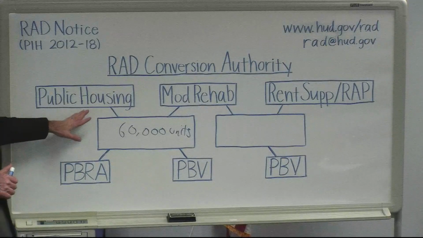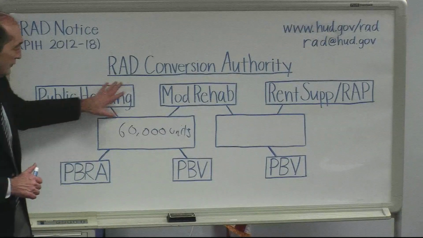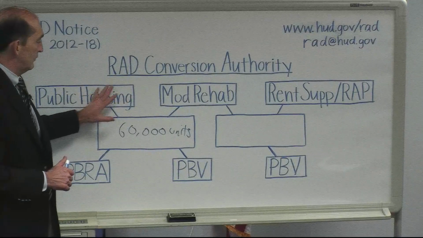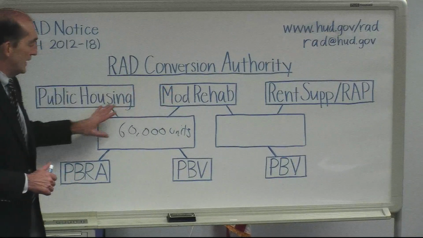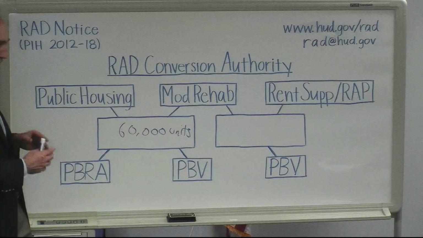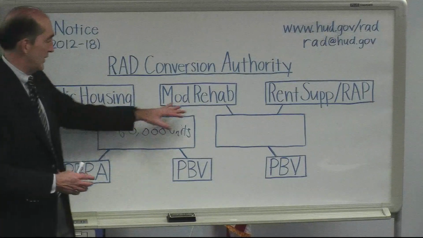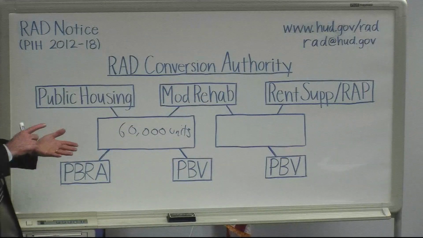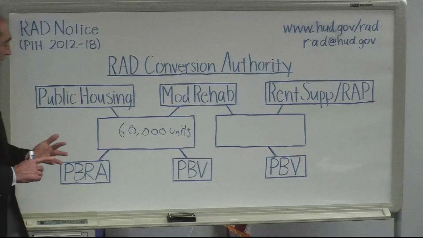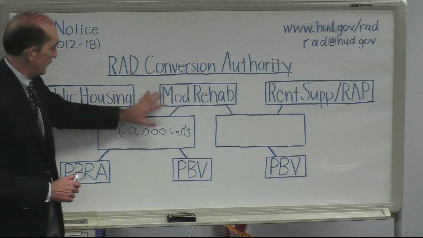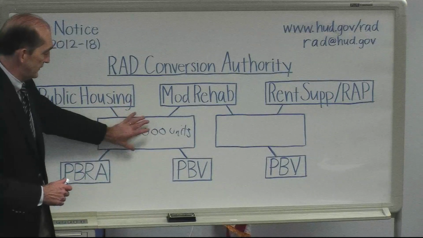But secondarily, under this first component of the demonstration, what the Public Housing Authority or mod rehab owner is doing is bringing their current funding with them. So they get to convert, but they convert with whatever the current funding is: in mod rehab, the current rents, or in public housing, the current funding defined as tenant rents, operating subsidy, and capital fund that's assigned to that project. So that's the first component of the demonstration, which is this 60,000 units.